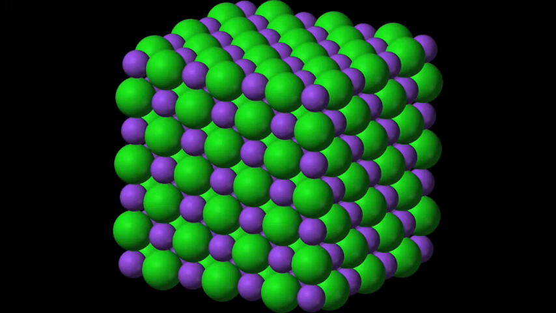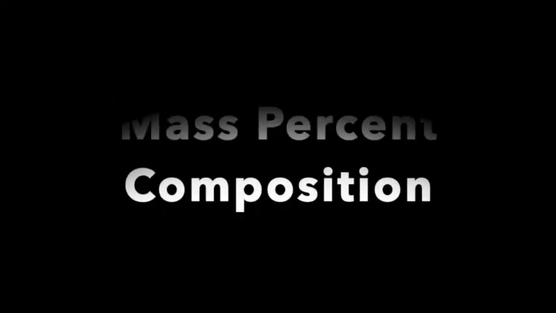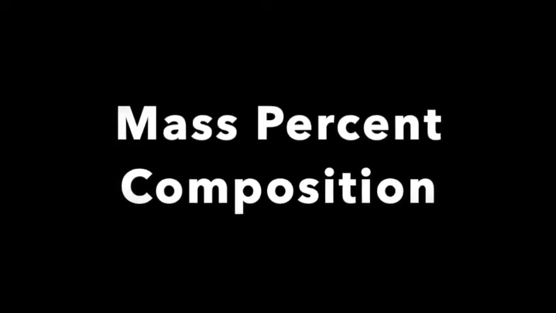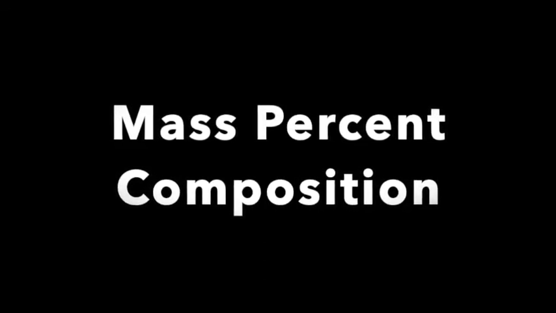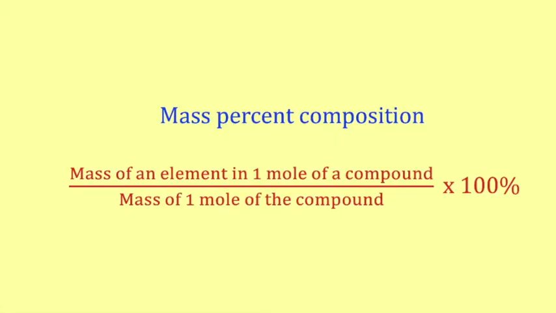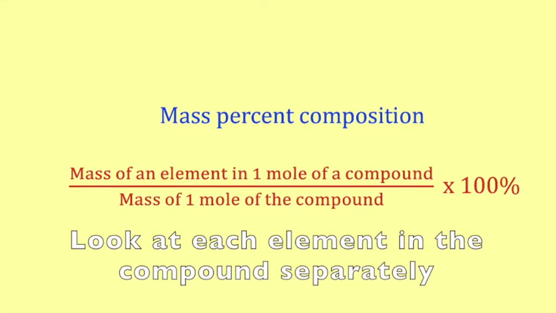Now, the next thing we need to talk about is mass percent composition. Now, this goes by a whole bunch of different names. You'll sometimes hear the word mass percent, but the mass percent composition of a particular component in a compound, such as hydrogen in a water molecule, is the mass of an element in that particular compound divided by the mass of 1 mole of the compound times 100%. Now, when we're doing mass percent composition and we're trying to figure out the mass of any particular element in a compound, we look at each element in the compound separately.